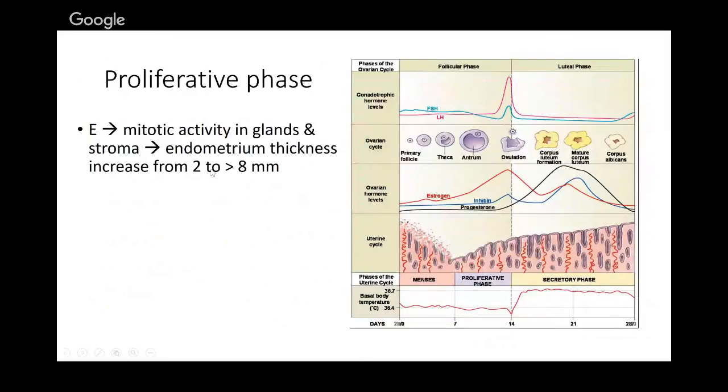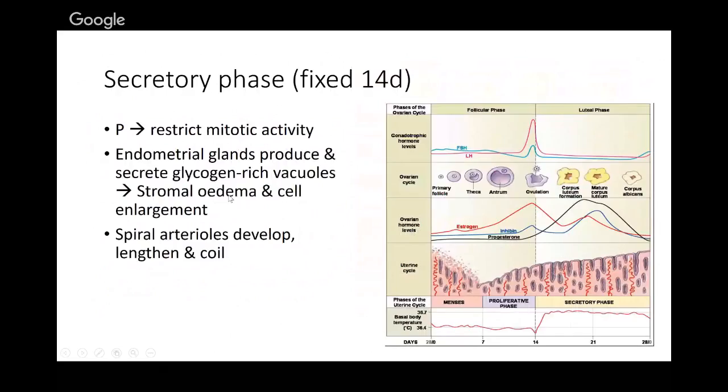So the proliferative phase of the menstrual cycle is when you have a lot of estrogen, which then increases mitosis in the glands and the stroma of the endometrium, and the endometrium thickness will then increase from around 2 millimeters to more than 8 millimeters. And the secretory phase, which is a fixed 14-day process, is due to the action of progesterone. Progesterone here will restrict mitotic activity and start to prepare it for shedding.